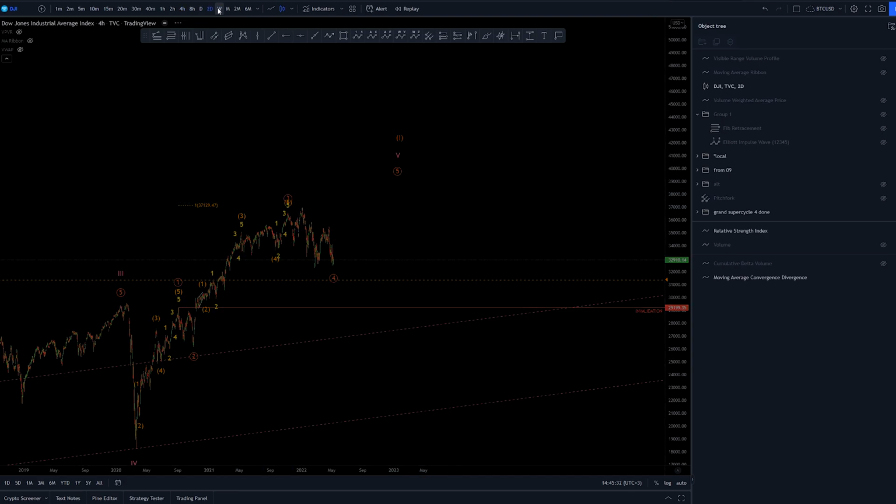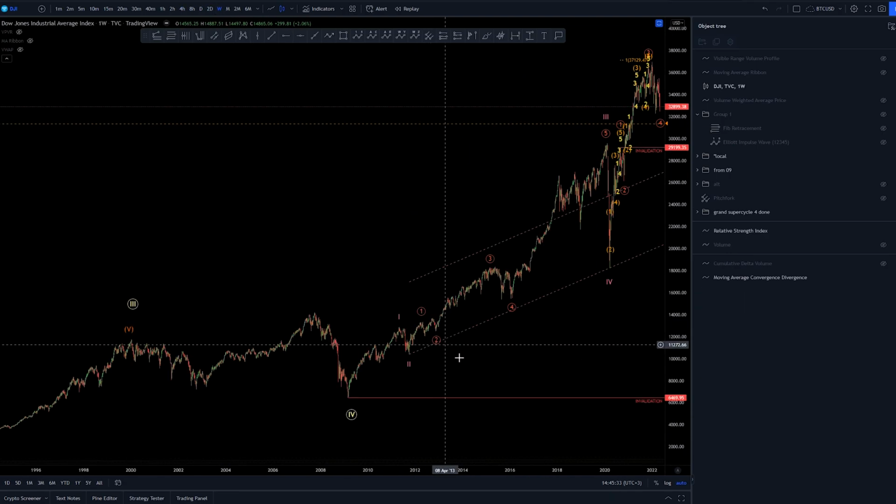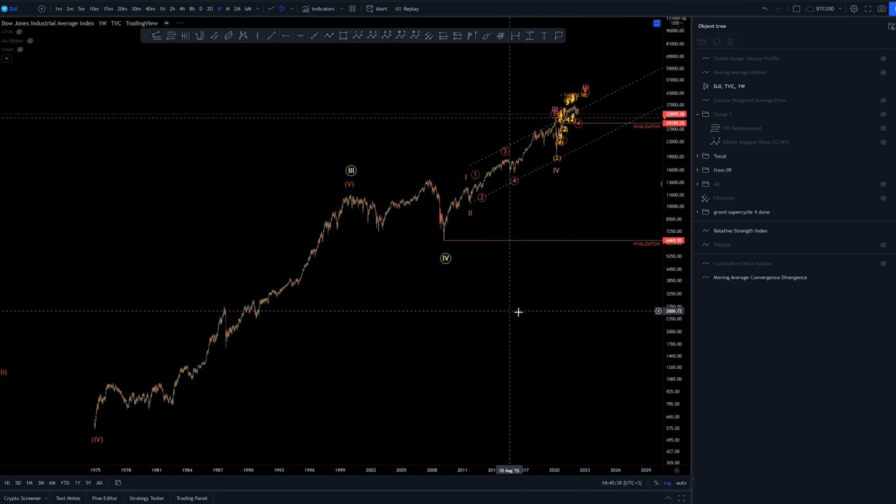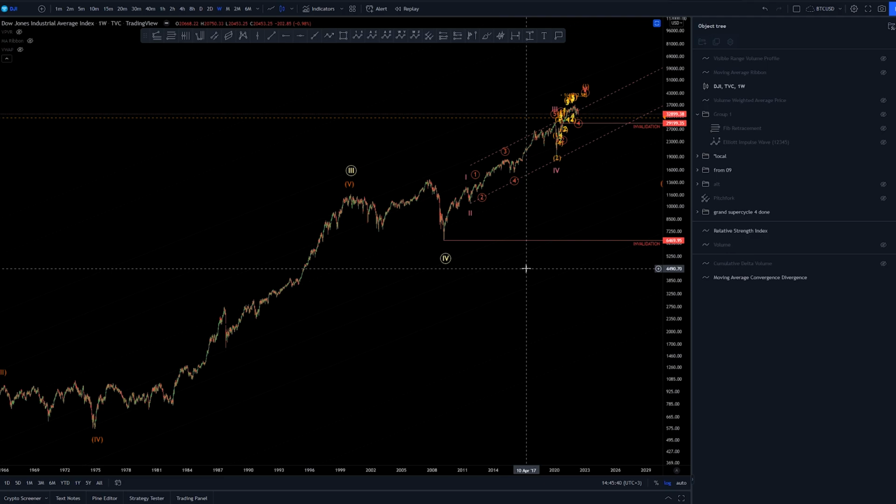Of course, there are multiple ways of looking at markets, and this is just one of the options that I'm presenting here. But yeah, I think that's all I wanted to share on Dow Jones.